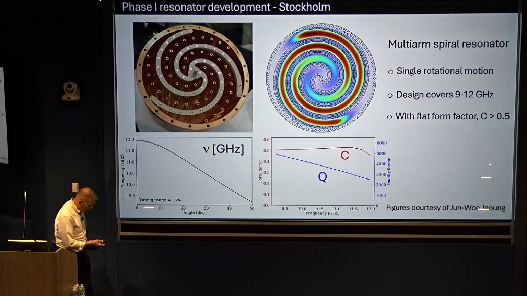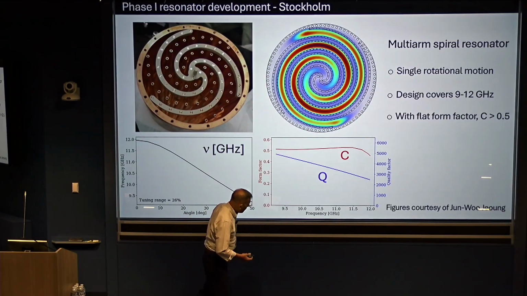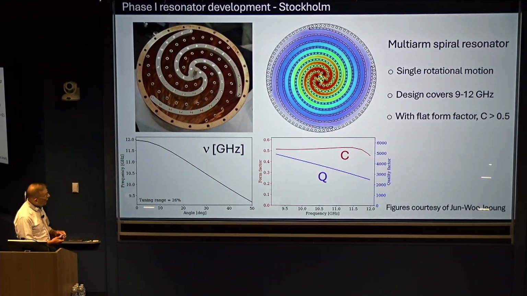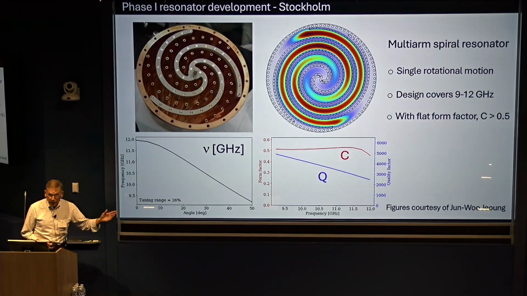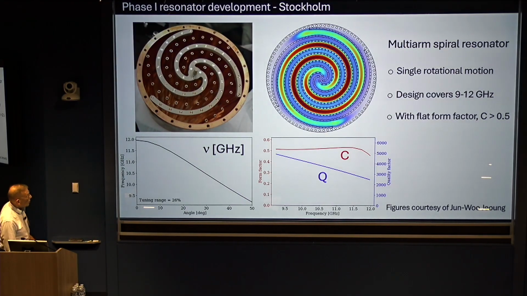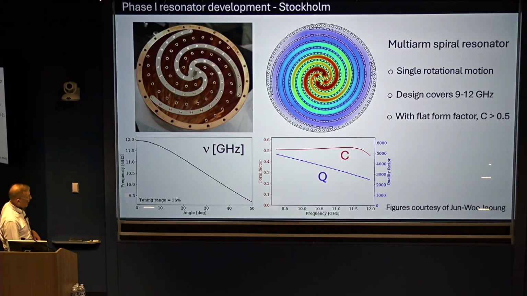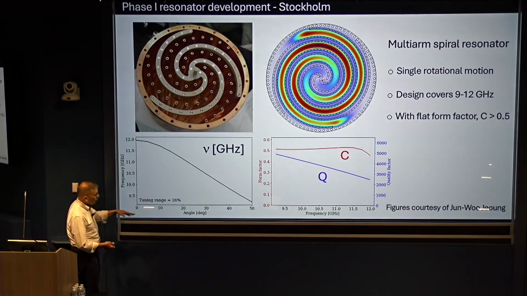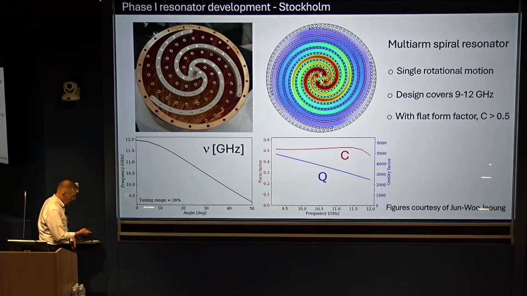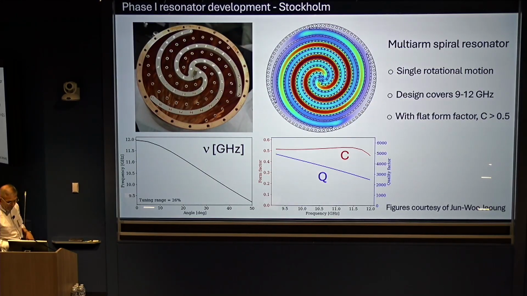So here, we've now moved into making prototypes of not too different a size that will be the actual alpha. This is a prototype being made by the group at Stockholm, Junu Zhang, and it's a multi-arm spiral design, which looks like it has an extremely good form factor in Q. Actually, I didn't have a movie here, but there is in fact a movie of this thing rotating.